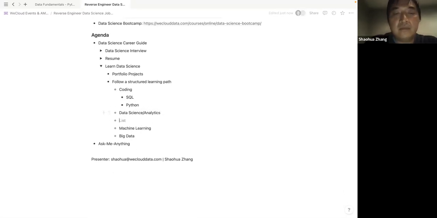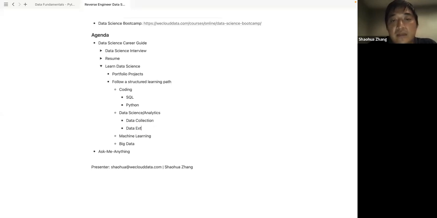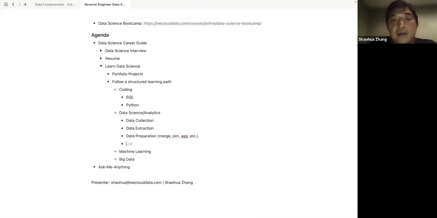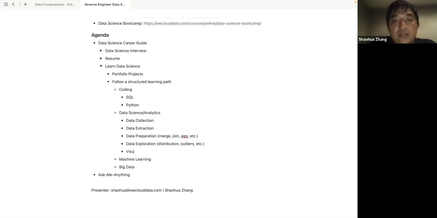Data science and analytics is more about data munging, or your ability to work with data, right? So, for example, data collection. Do you know how to scrape data and collect data? Sometimes it's useful, even for data scientists. Or if the data is in the database, can you use SQL to do data extraction? And now that you have extracted data, do you know how to do data preparation, right? That includes things like merge data, join data, do aggregation, and things like that, okay? And data exploration, understanding the basic distribution, right? Okay, if the data has outliers and things like that. And of course, you want to do data visualization as well.